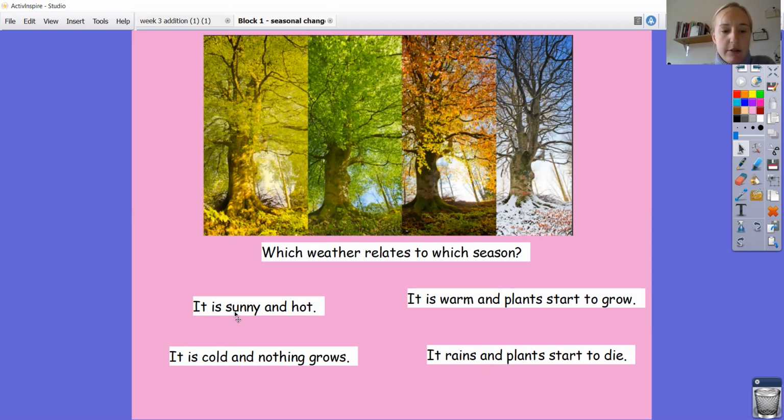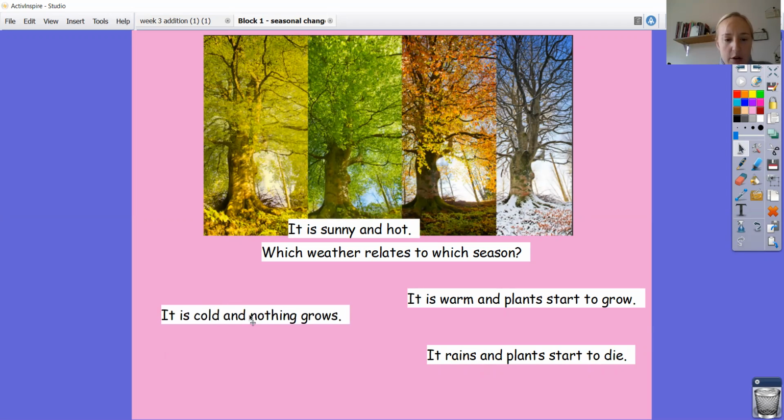It is sunny and hot. Let's say it fluently. It is sunny and hot. So which season is it where the weather is sunny and hot? Which season is it? Have a think. Well done. So you should have got that the season where it's sunny and hot is in summer. So this second picture here. Fabulous.